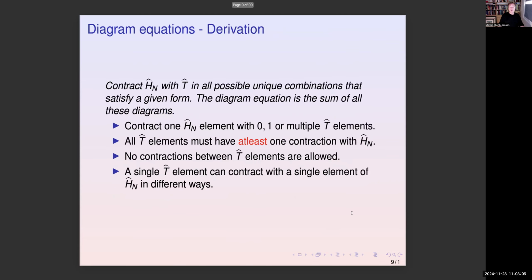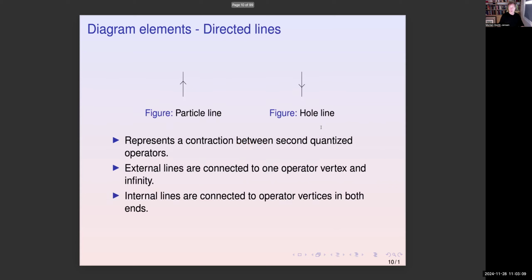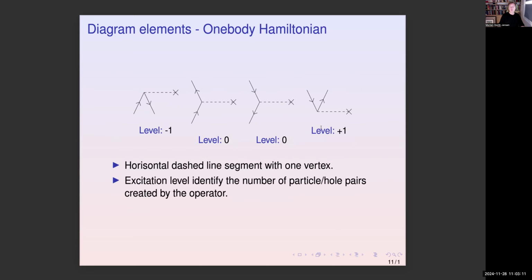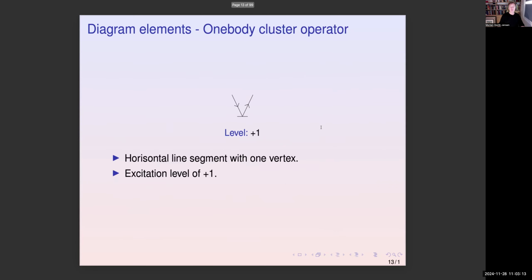So when we then go back and we are linking H_N with T, what we need to do is simply to match these different excitation levels. So if we look at the one-body operator, it looks something like this. And this has excitation level 1. And similarly, the two-body operator has an excitation level of 2. So here we have created a two-particle, two-hole state multiplied with some coefficients.